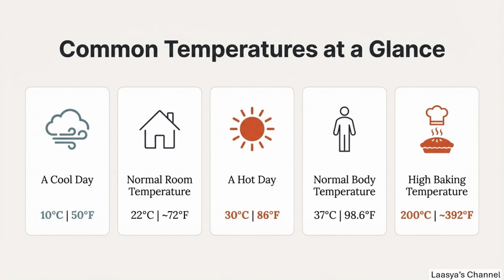Day, how is the temperature? Cool day, normal room temperature, hot day, normal body temperature. They'll ask more times. Sometimes they'll ask: normal body temperature is dash. You write 37 degree Celsius. In Fahrenheit, you have to write 98.6 degree Fahrenheit. Understood, children?